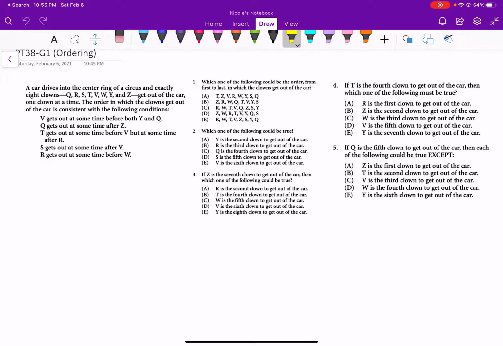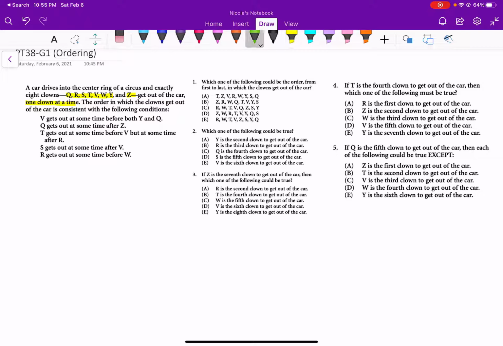Okay, practice test 38, game 1. A car drives in the center ring of a circus, and exactly 8 clowns, so clowns Q, R, S, T, V, W, Y, and Z, get out of the car one clown at a time. The order in which the clowns get out of the car is consistent with the following conditions.